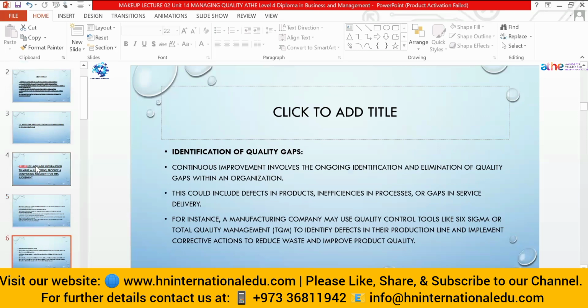Then we have identification of the quality gaps. Quality is not the same for everyone. It differs according to your pay scale, your living style, living standards, and so on. It even depends on the products and the organizations as well. Let's read the example for it. A manufacturing company may use quality control tools like Six Sigma or TQM to identify defects in the production line and implement corrective actions to reduce the wastage and improve the product quality.